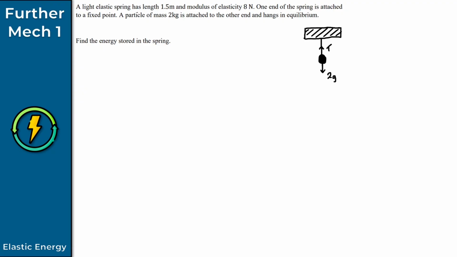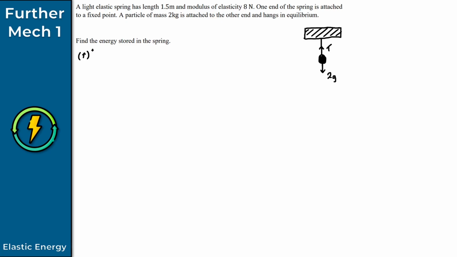So what do we know for this question here? Well, we've got the natural length, we've got the modulus of elasticity, and we also have the mass of the particle. So to begin with, what I'm going to do is just resolve vertically. So resolving vertically, taking upwards as positive, what I've got here is an equilibrium problem.